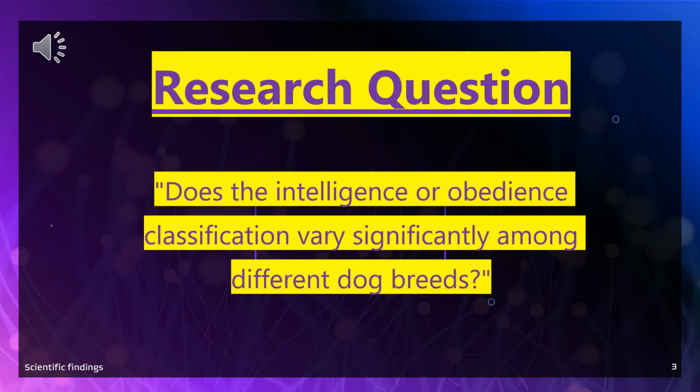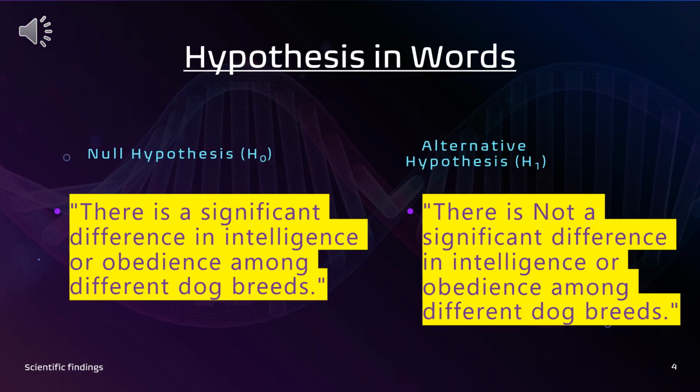Okay, so this research project, I'm going to start with the question. My research question was, does the intelligence or obedience classification vary significantly among different dog breeds? Hypothesis in words. So the null hypothesis is there is a significant difference in intelligence or obedience among different dog breeds. My alternative hypothesis is there is not a significant difference in intelligence or obedience among different dog breeds.